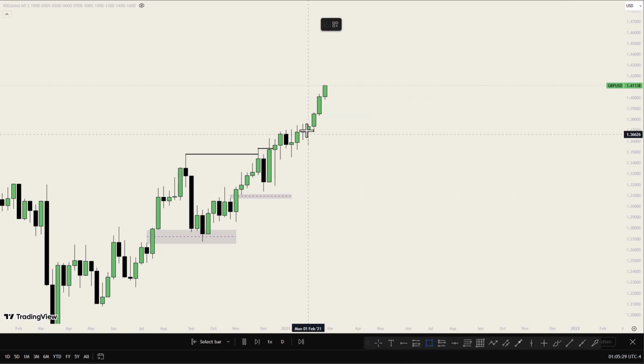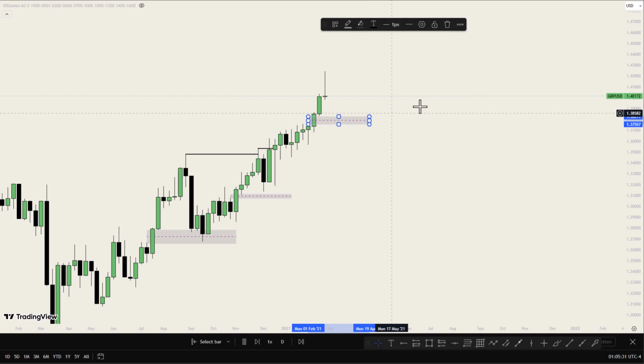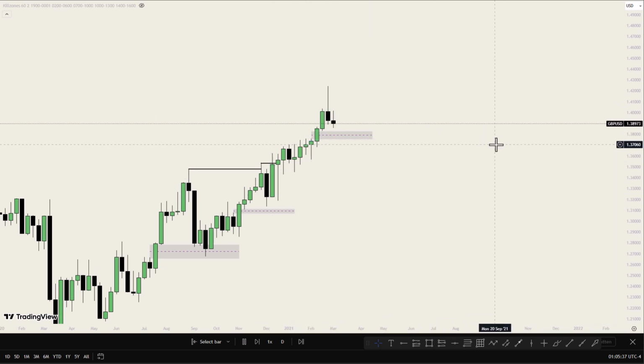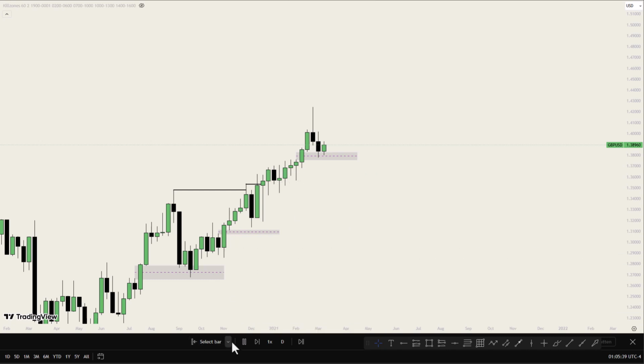So what do we see? We see price has created a fair value gap, and that is an internal range liquidity. So we see price has come into the fair value gap. You see, so this is now respecting the internal range liquidity.